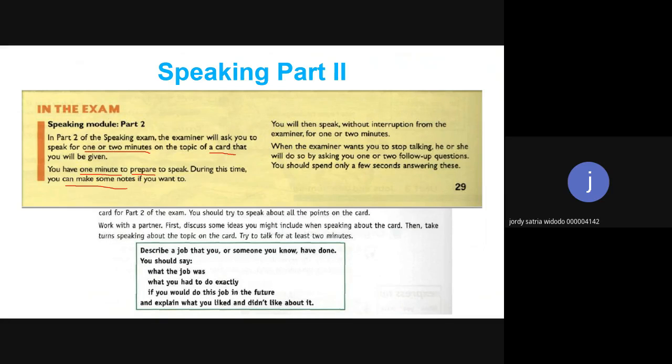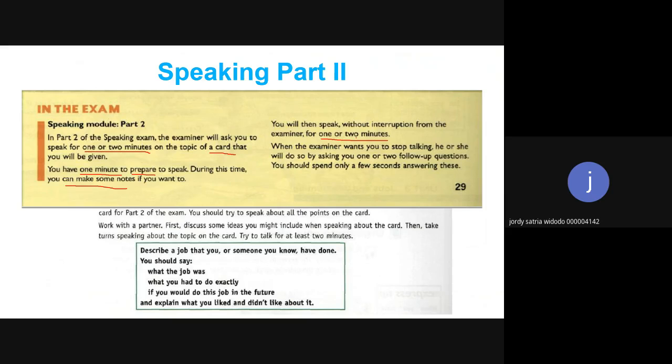You will also be provided with paper and a pen to write down your notes. Then you will speak without interruption from the examiner for 1 or 2 minutes. It will be done smoothly by you. You just speak whatever ideas you've got in your notes. When the examiner wants you to stop talking, he or she will do so by asking you 1 or 2 follow-up questions. You should spend only a few seconds answering these.